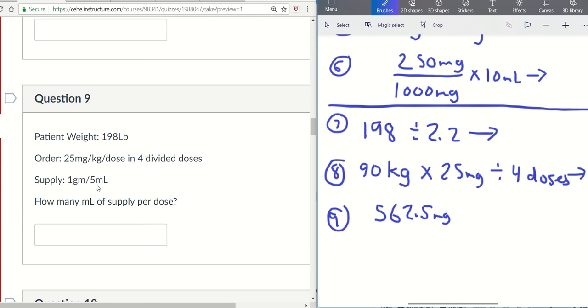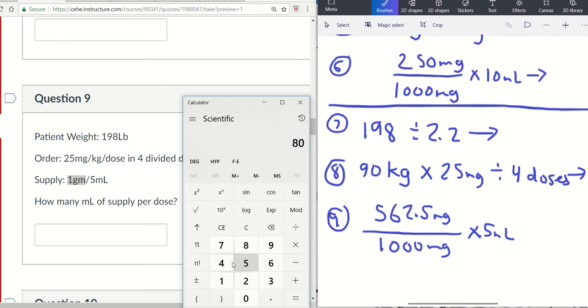And then for 9, 1 gram per 5 mLs is our supply. So we'll change the 1 gram to 1,000 milligrams per 5 ml. Divided by 1,000 times 5. So we'll get a weird number. So let's do 2.8. 2.8 mLs for that one.